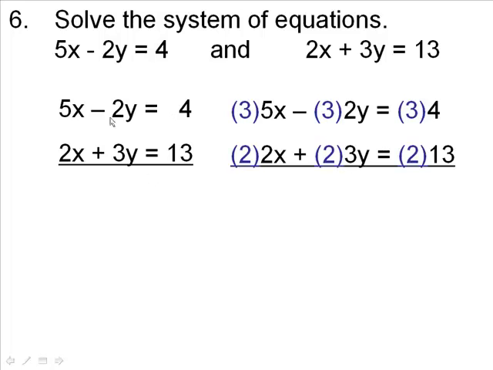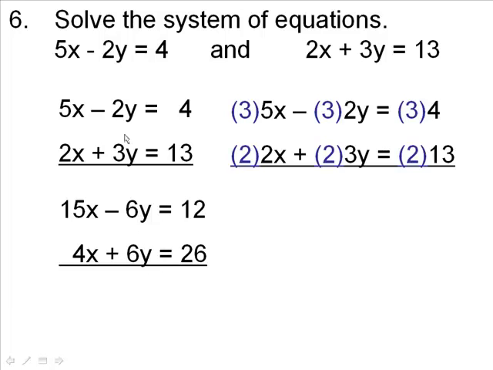So in effect, we're making this look like this and this look like this. Alright? So we'll have 15x, 6y, and 12 down here for my first equation. 3 times 5 is 15, 3 times 2 is 6, and 3 times 4 is 12. And I'll have 2 times 2 is 4, 2 times 3 is 6, and 2 times 13 is 26. So now we've made the 2 look like a 3 and the 3 look like a 2 because we made both of them into 6's here. Alright, you see why we wanted to do these?